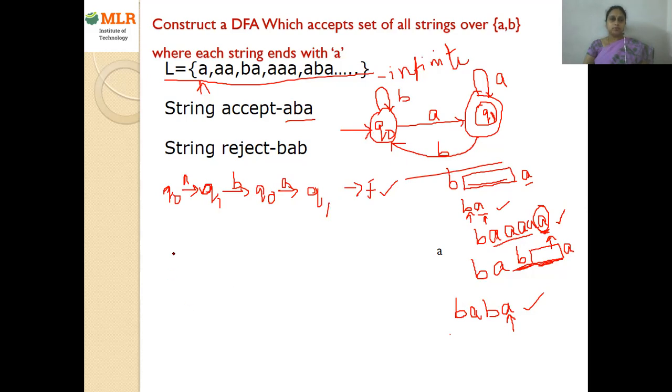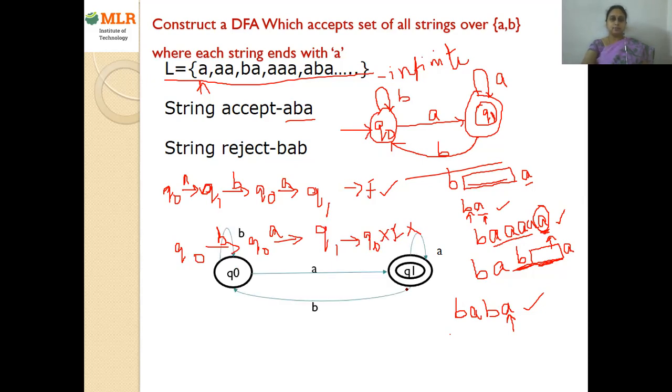Coming to the rejection. Q0 is the initial state. Q0 on b, you will be in the same state. Q0 on a, you will be moving to the final state, that is Q1. And Q1 on b will go to Q0 state. And here Q0 is not the final state, so the string is going to be rejected. The diagram will be represented like this.